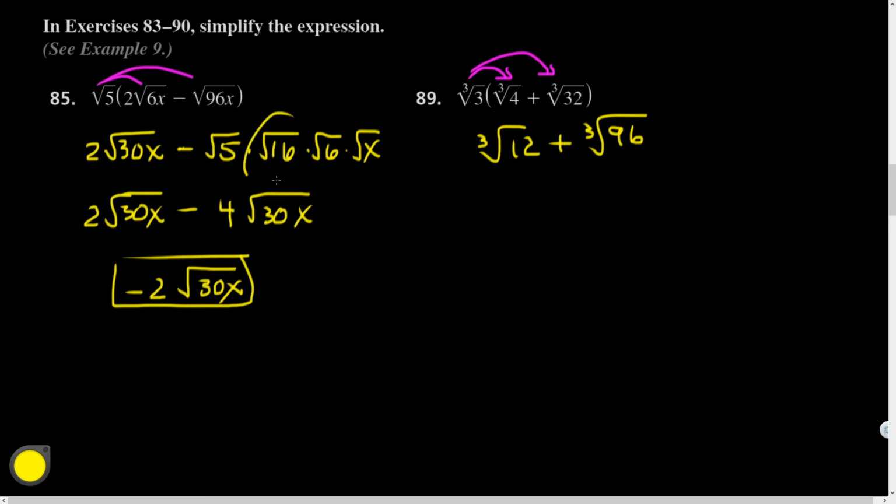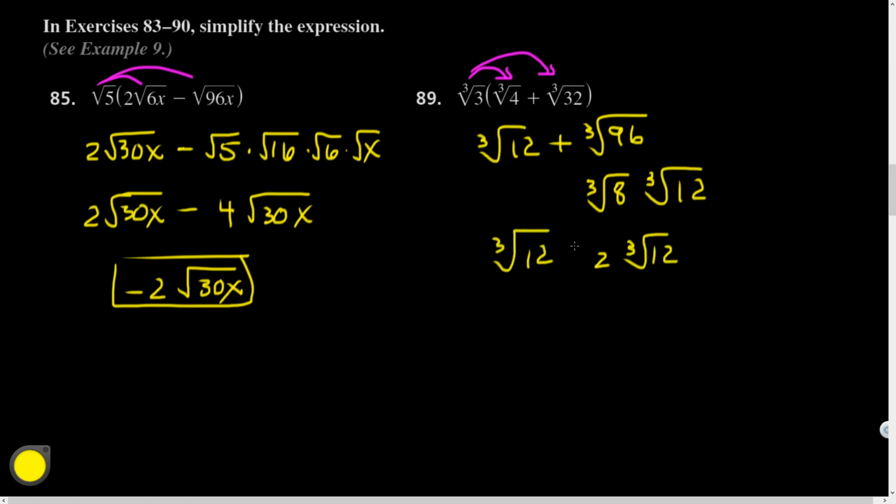16 doesn't help me because 16 is a perfect square, not a perfect cube. It wouldn't cancel out with that. But 16 I was looking at in my mind and I was like, oh, 8 goes into that and 8 is a perfect cube. And so cubed root of 8 times cubed root of, I'm pretty sure that's 12. And so that's going to simplify to be 2 cubed roots of 12. And here is 1 cubed root of 12. Remember that if there's no number in front, there's this invisible 1. And so 1 plus 2 is 3 cubed roots of 12.